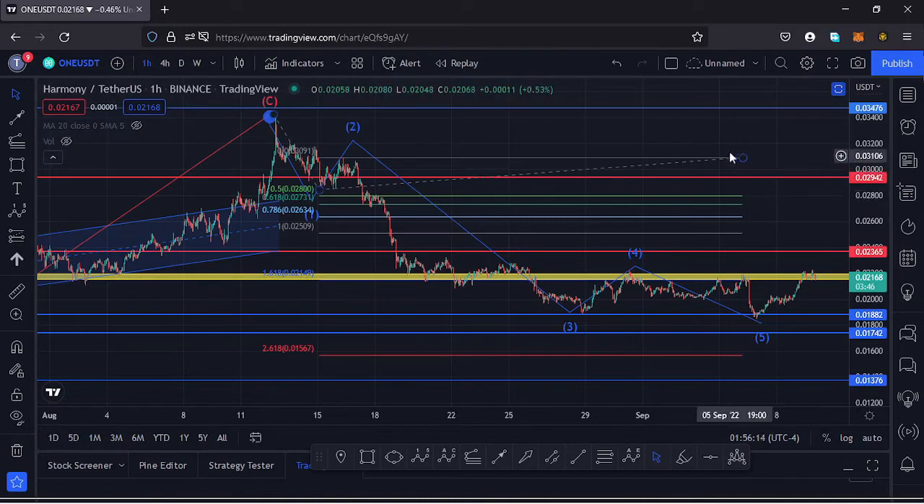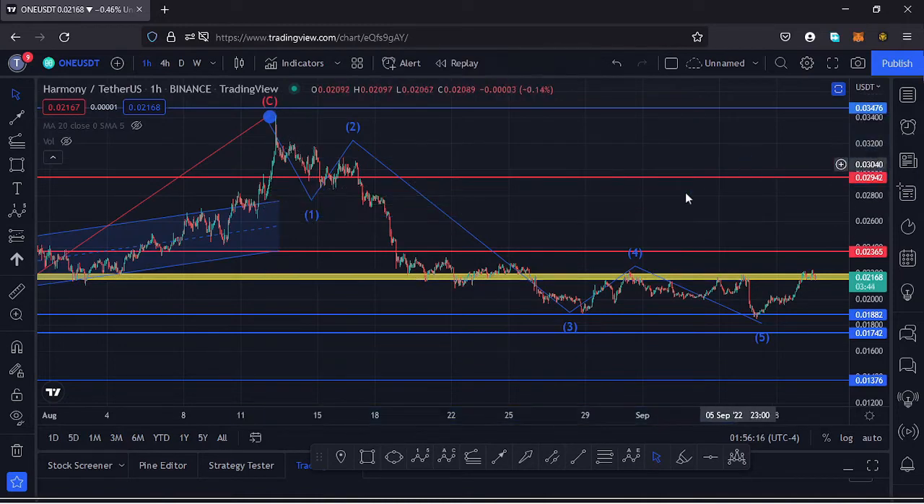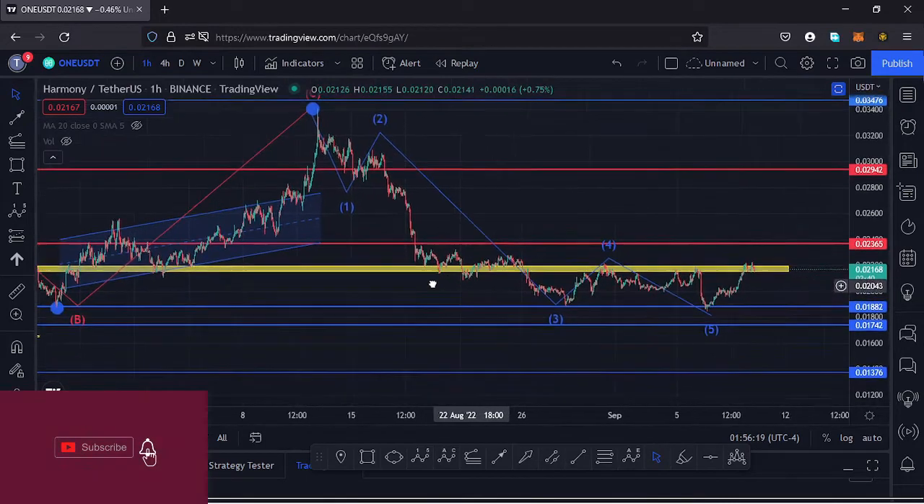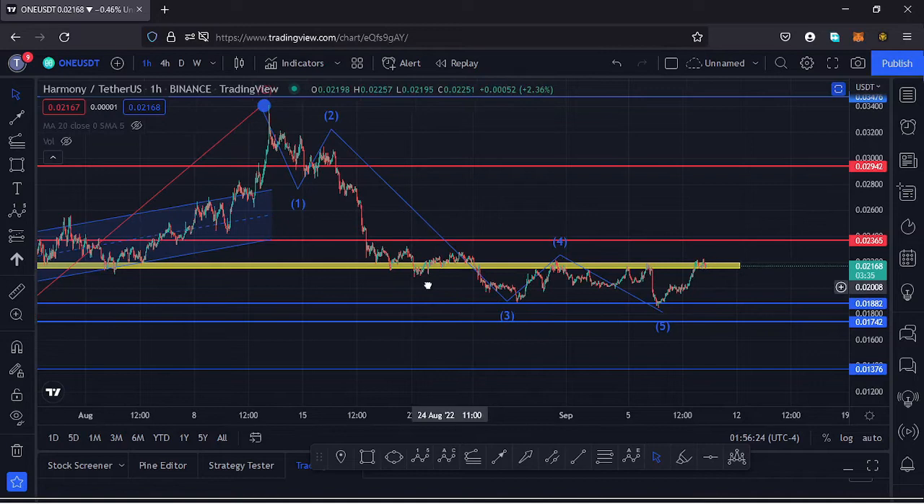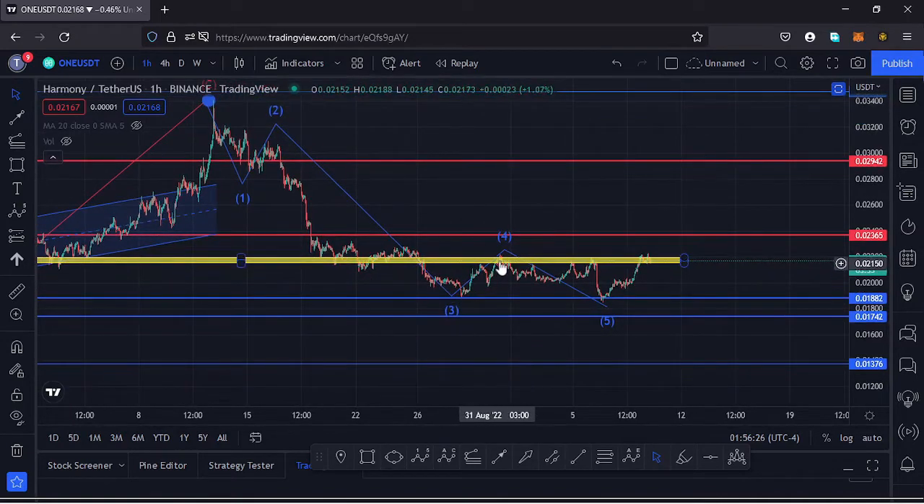And you can see Harmony One respected that. We came down into that target area and made our low for that third wave at around the $0.018 mark. Then saw a very nice bounce to the upside in the formation of a wave 4, then continued pushing lower in the formation of a wave 5.